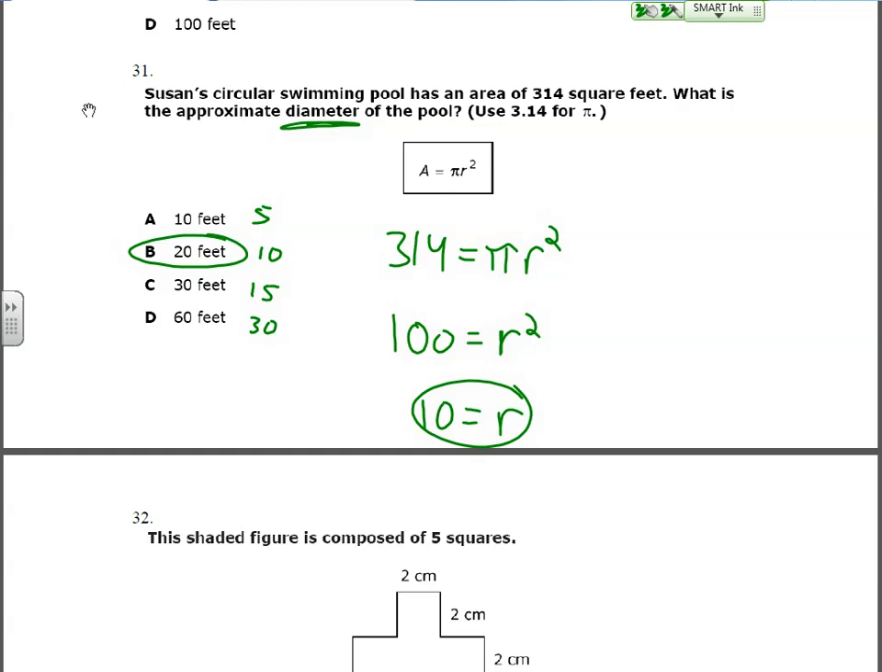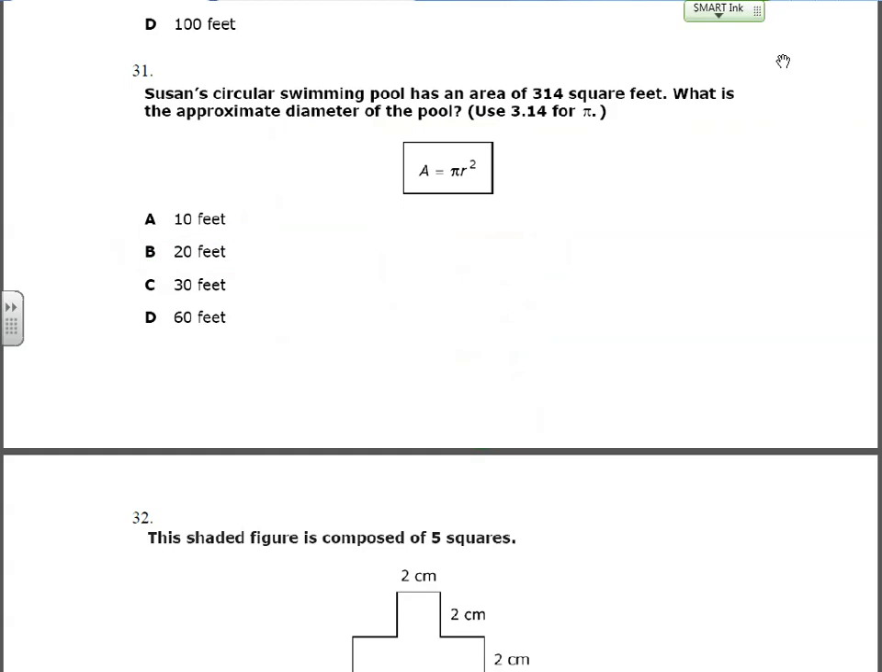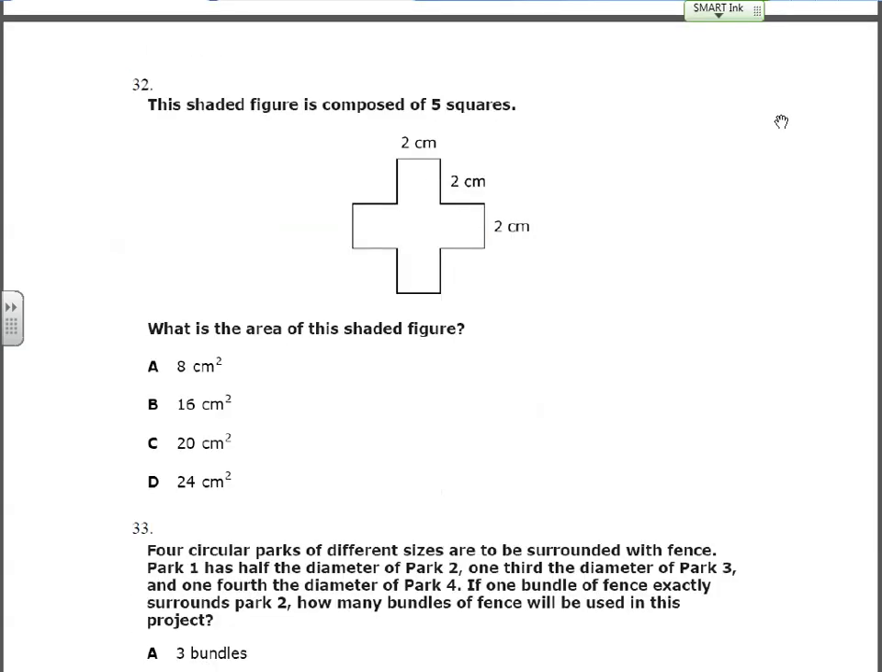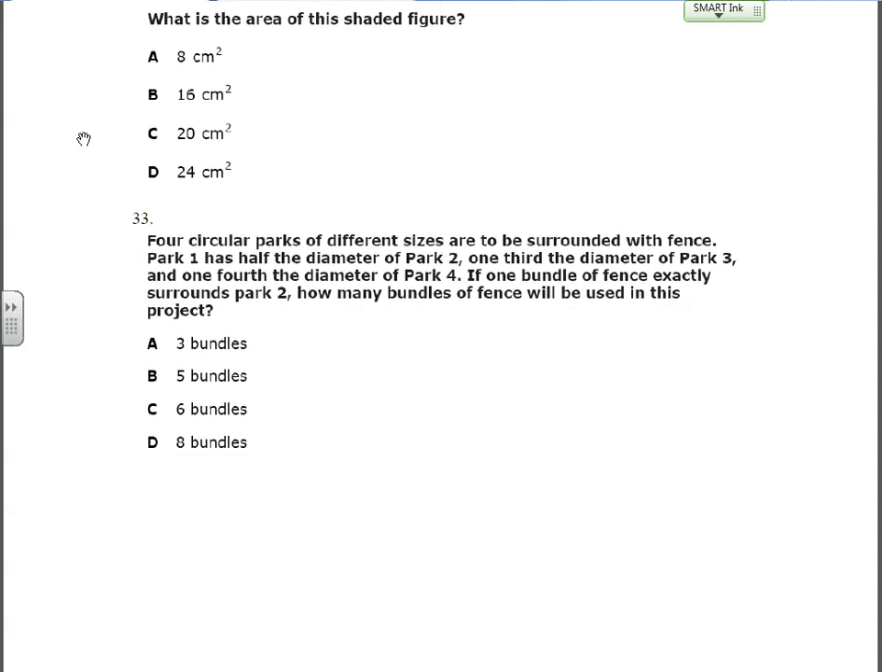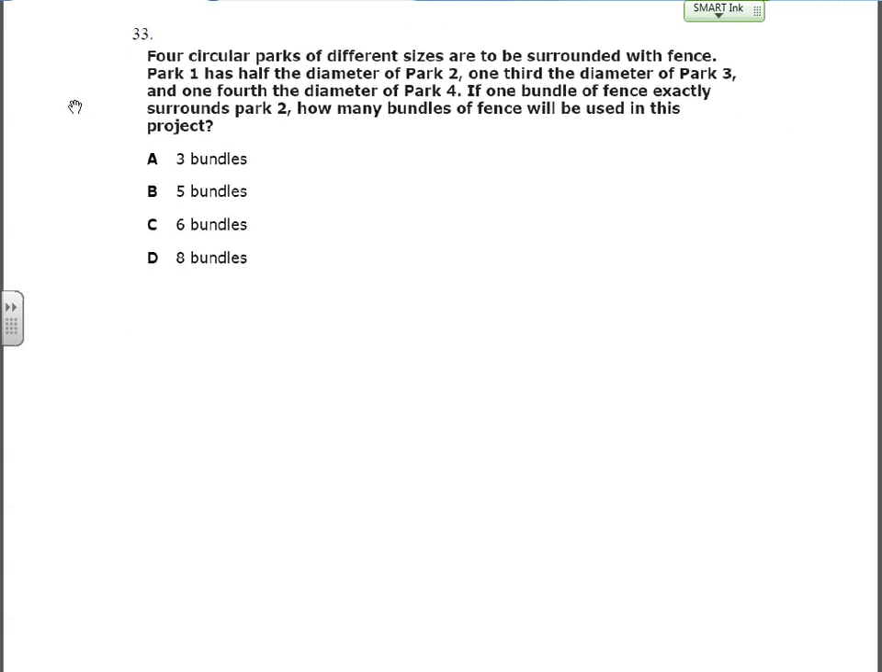So going on then, 32. It says shaded figure, but I don't see any shading, but we'll just assume it's something like this. So hopefully that went well. You've been doing that in your math packet all year long. I did highlight number 33. Some of you probably read this one and said, oh, nope, it's only one, I'll just move on.